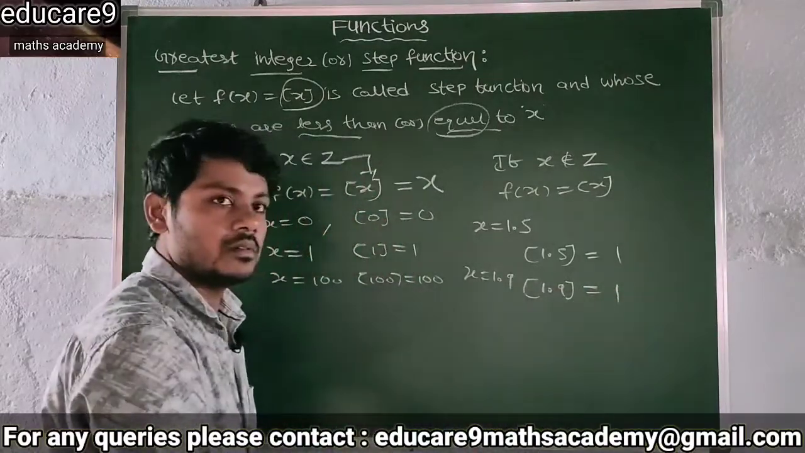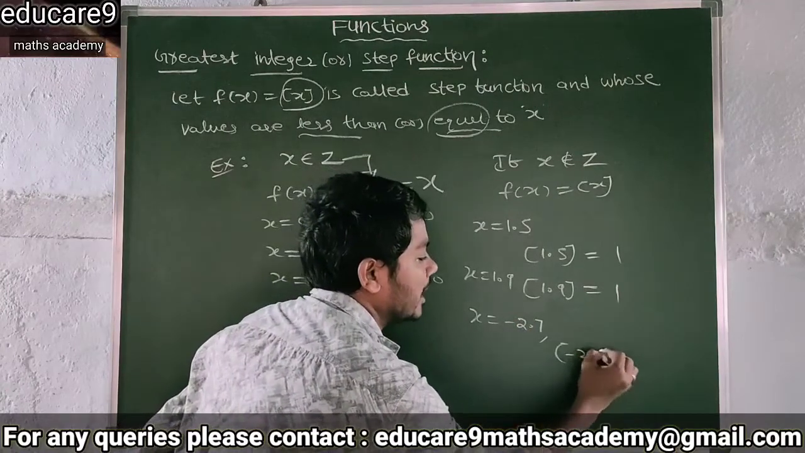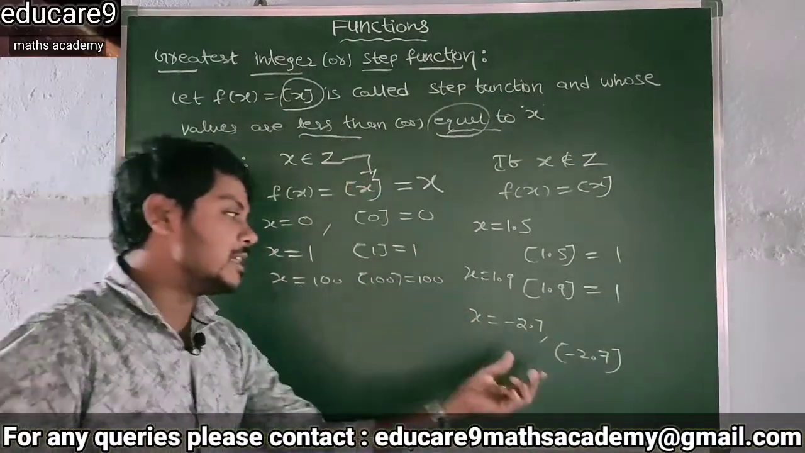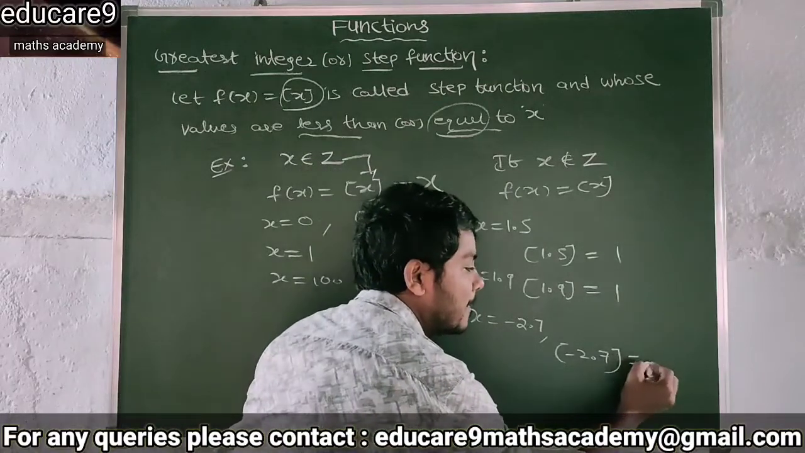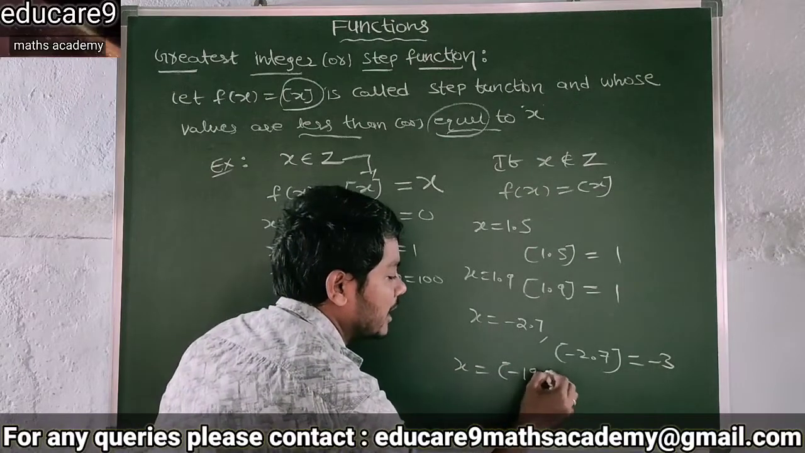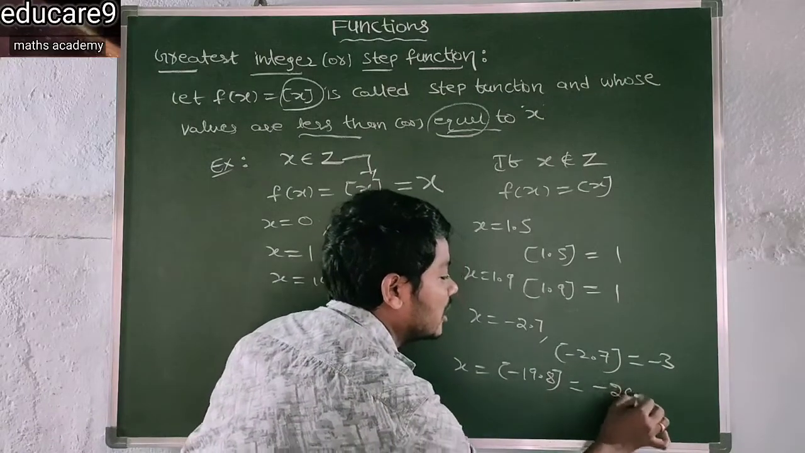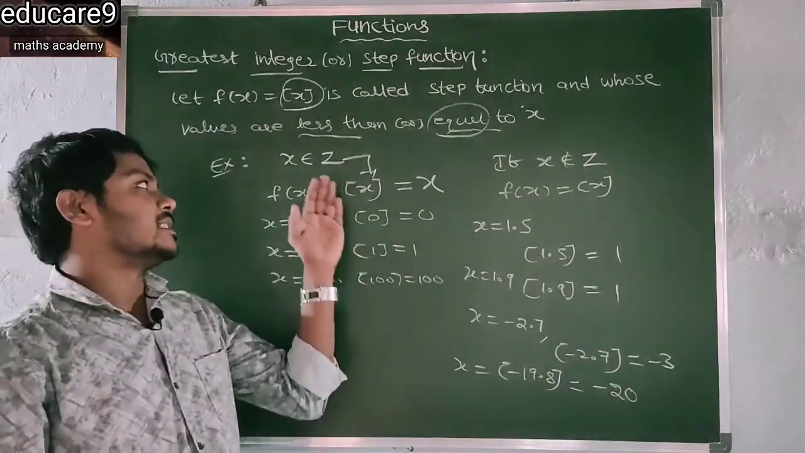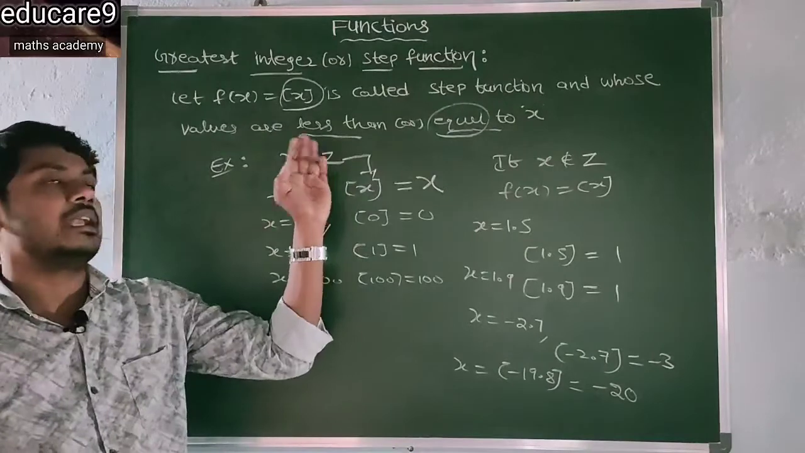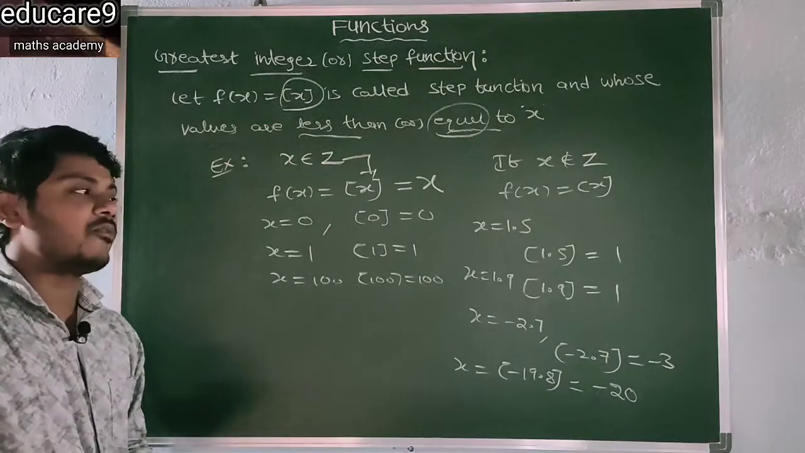For example, x is equal to 1.9. Here also 1. For example, x is equal to minus 2.7. Now step of minus 2.7, so values are less than this, which is minus 3. For example, x is equal to minus 19.8. In this case, this value is minus 20. So clearly, if x is integer, then values are equal to x. If x is not an integer, values are less than x. So these are the steps for greatest integer function.